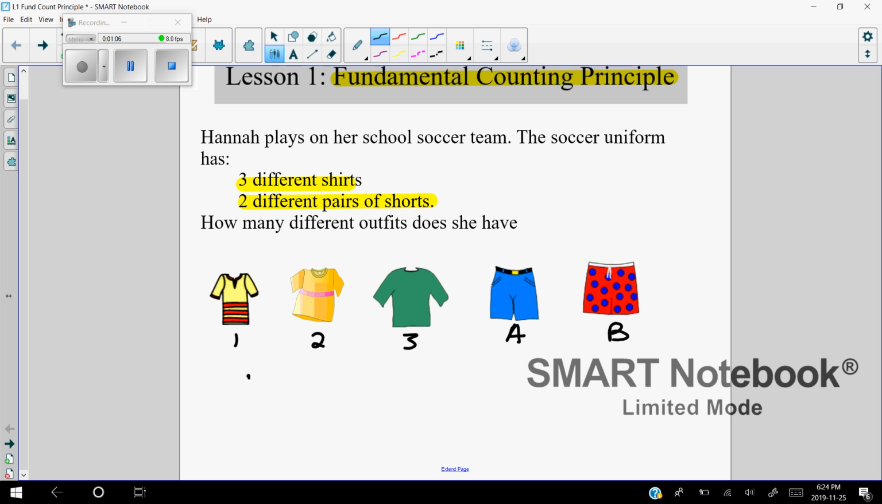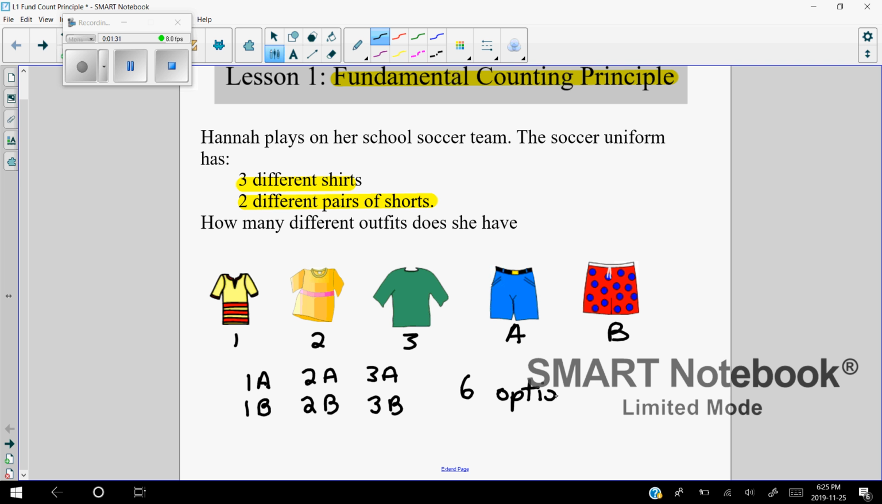So I could pair 1 with A, or I could pair 1 with B. So those are 2 different options. I could also pair 2 with A and 2 with B. And then lastly, I could pair 3 with A or 3 with B. Now I have listed all of the different options, and it turns out that there are 6 options for Hannah to wear.